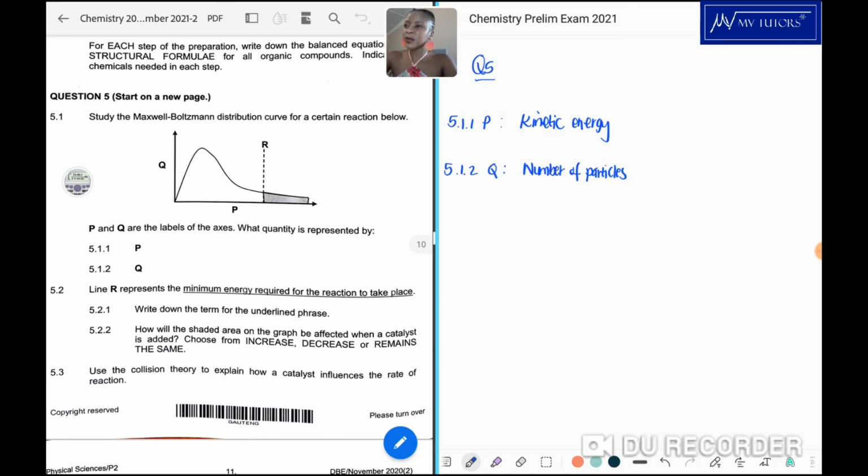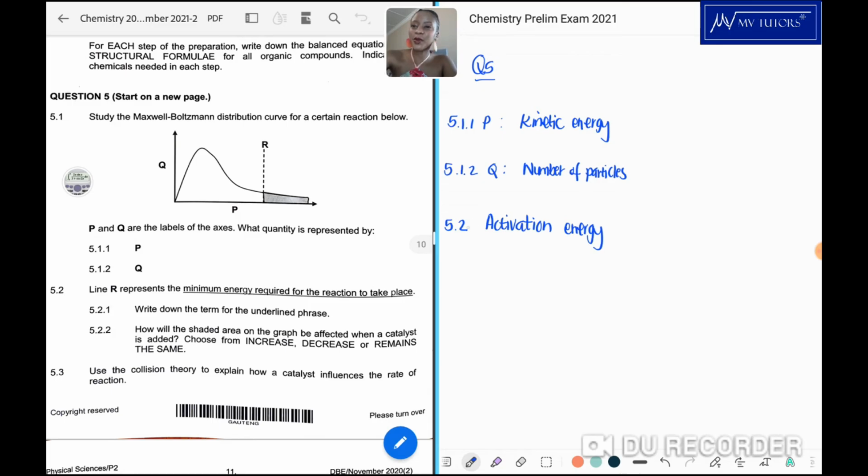Alrighty. So 5.2. Line R represents the minimum energy required for the reaction to take place. So now, let us write down the term for the underlined phrase. Minimum energy required for reaction to take place, well, basically that is the activation energy. Before anything can happen, the particles need to at least have more than the activation energy before a reaction can occur. Activation energy.